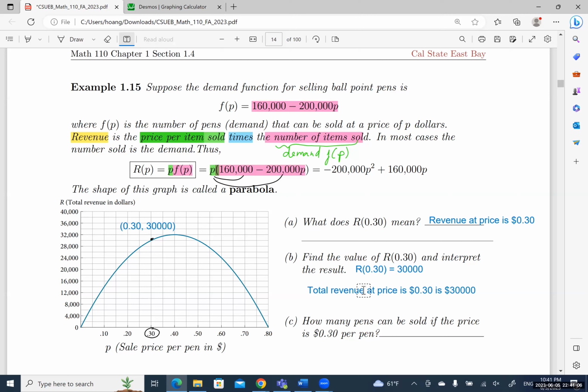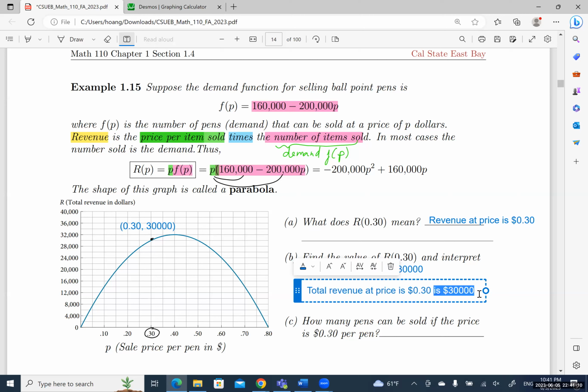Total revenue, maybe write it like this, is from selling ballpoint pens, from pens at the price of 0.30 each. Okay, that makes sense.